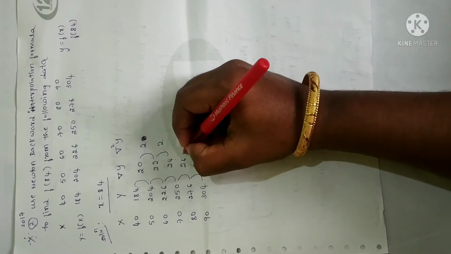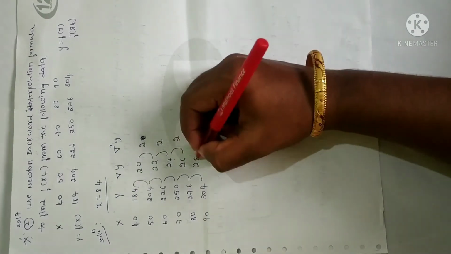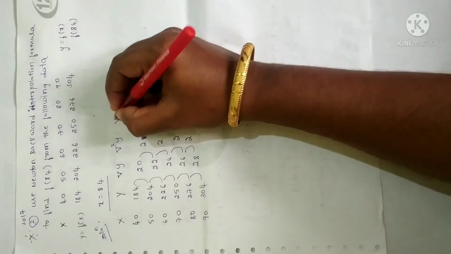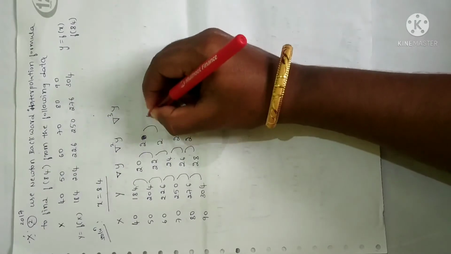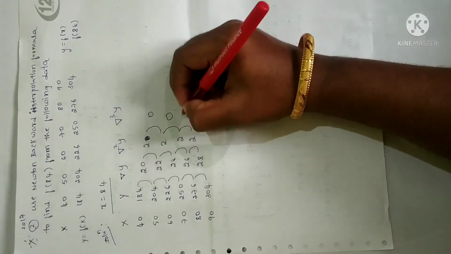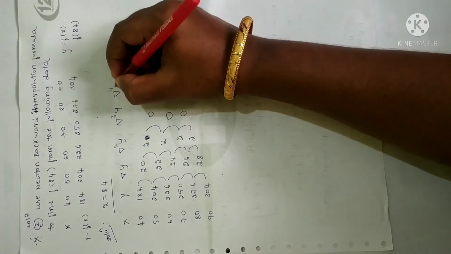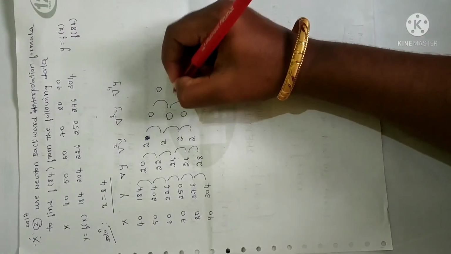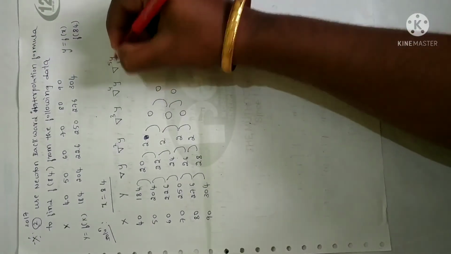24 minus 22 is 2. 26 minus 24 is 2. 28 minus 26 is 2. Next, the third backward difference: 2 minus 2 is 0. 2 minus 2 is 0. Again 2 minus 2 is 0. If you calculate the fourth difference, it is also equal to 0. Next, the fifth difference, 0 minus 0 will be 0 only.